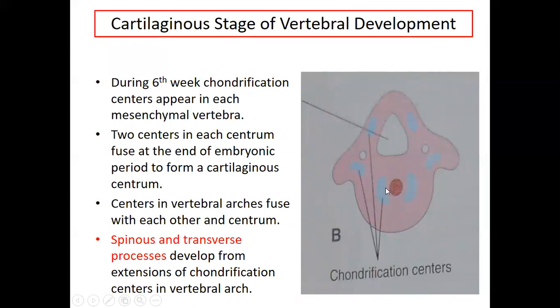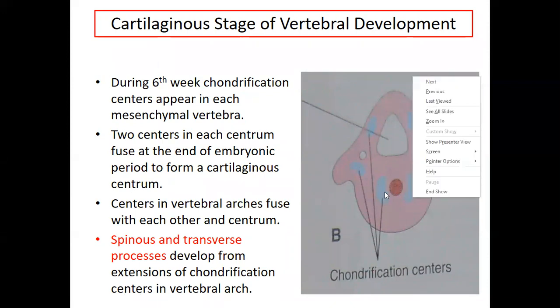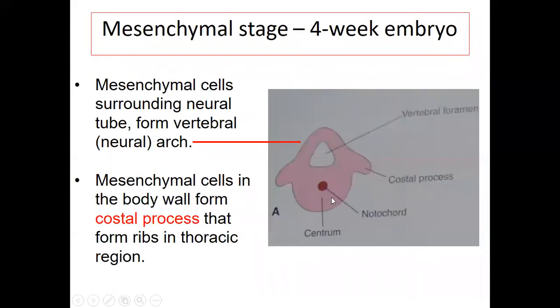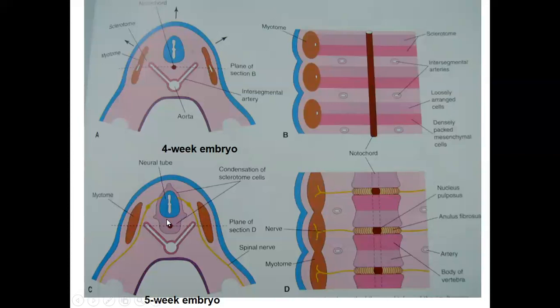The two centers in each centrum will fuse at the end of the embryonic period to form a cartilaginous centrum. Initially this is a mesenchymal centrum, the primordium of the vertebra.